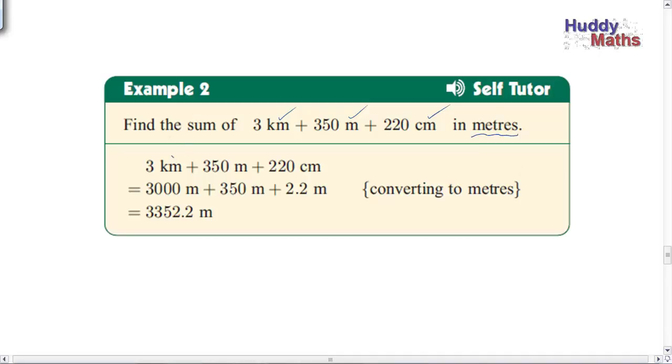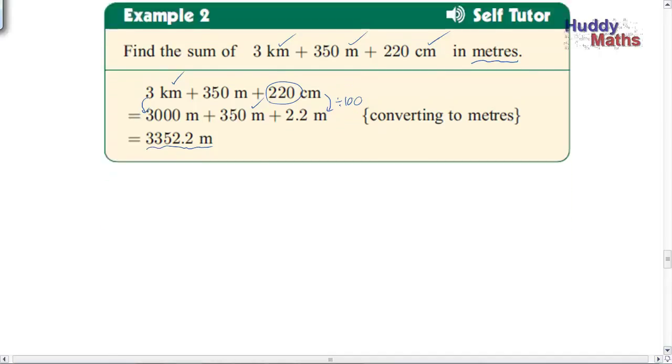So 3 kilometres, making smaller units, you'll times by 1,000. 350 metres is already in metres, so leave it. 220 centimetres are smaller than metres, so we're going to have to divide by 100 to see how many metres we've got in 220 centimetres. So if you put it all in our base unit and add them up, we've got 3,352.2 metres in total. All right, so we need to be able to change back and forward to accommodate different size objects that we might be dealing with.